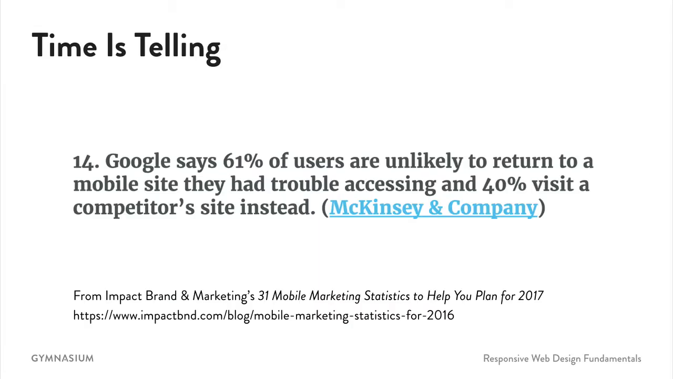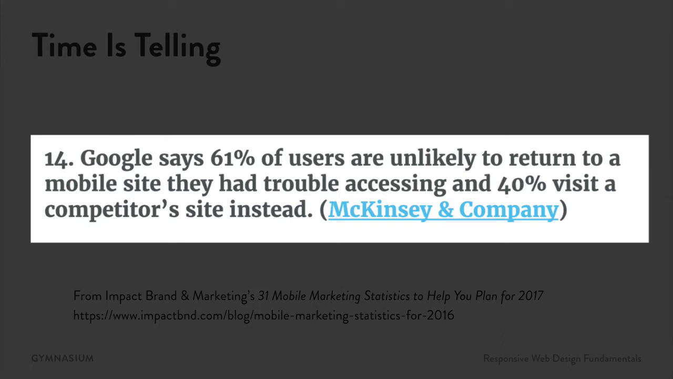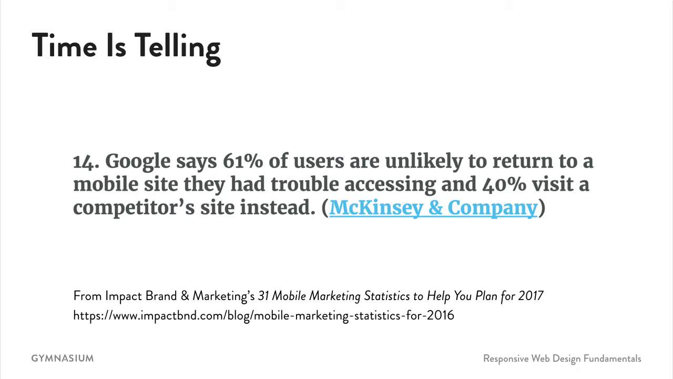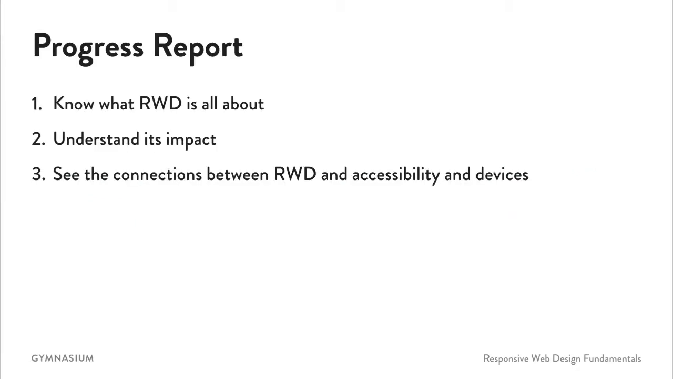And just as further proof, there are also plenty of research studies that show that, like this statistic from Google themselves, 61% of users are unlikely to return to a mobile site if they had trouble accessing it, and 40% are going directly to a competitor's site instead. If that's not a compelling enough statistic for you, your boss, or your client, I'm really not sure what else is.